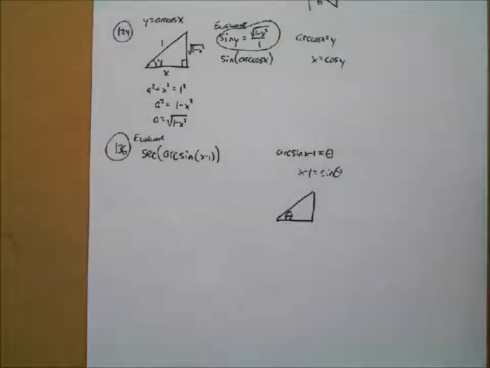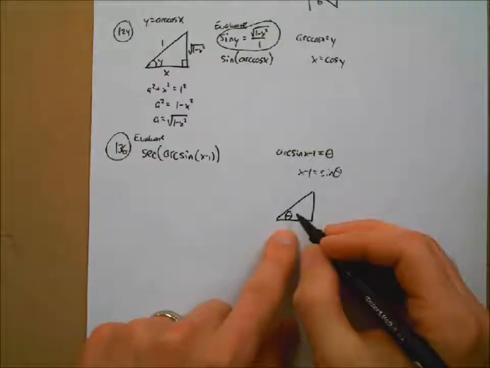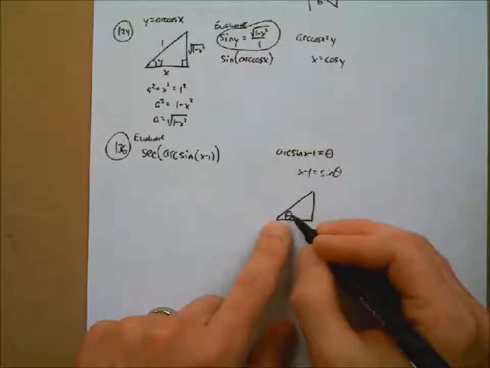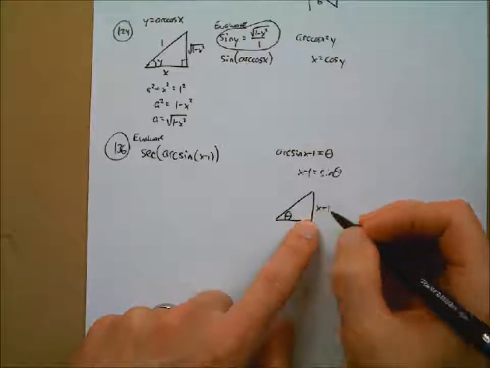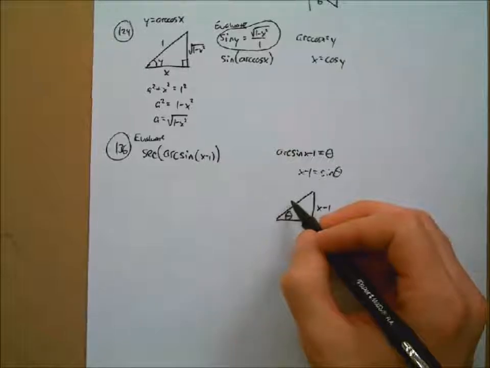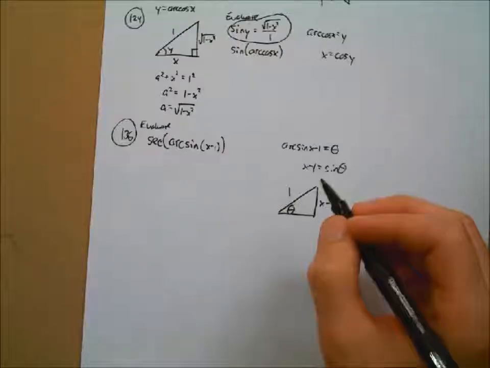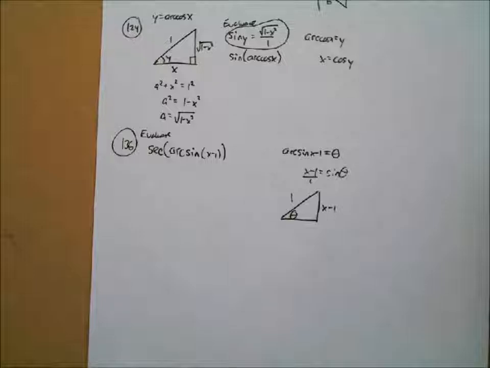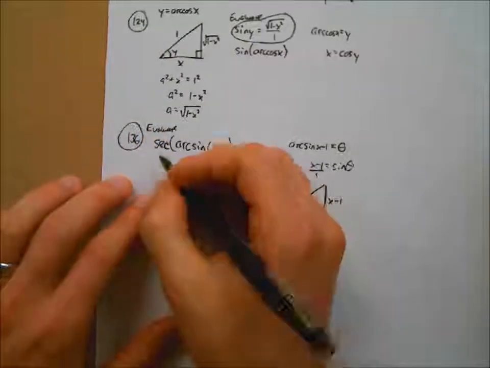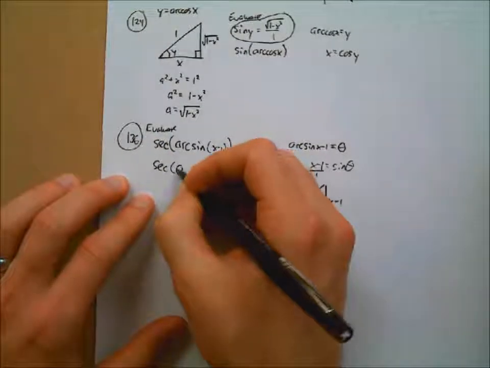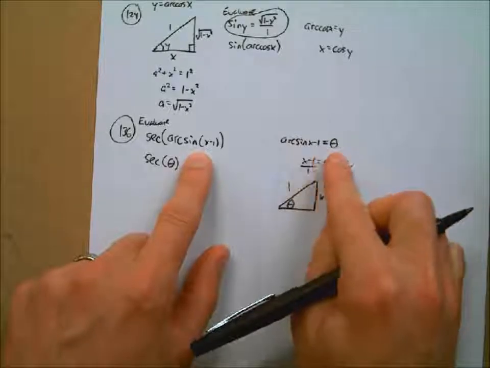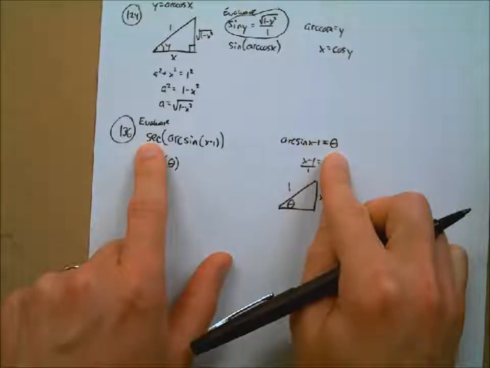And for all these, we're just going to assume they're in the first quadrant. So theta is equal to, well, since sine of theta, sine is opposite. So the opposite here is going to be x minus 1. And the hypotenuse is going to be just a 1, right? Because the ratio here would be x minus 1 over 1. And then we want to evaluate the secant of that theta. Arcsine of x minus 1, we defined it to be equal to theta. So evaluating secant of arcsine is the same thing as just evaluating secant of theta.